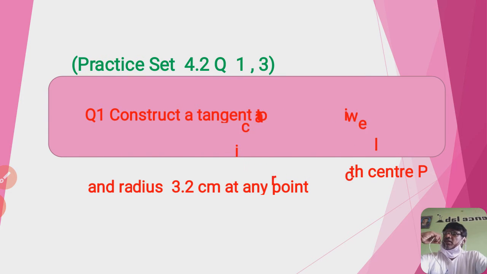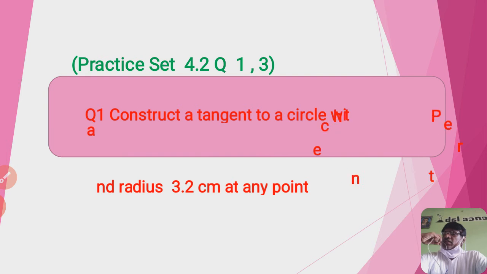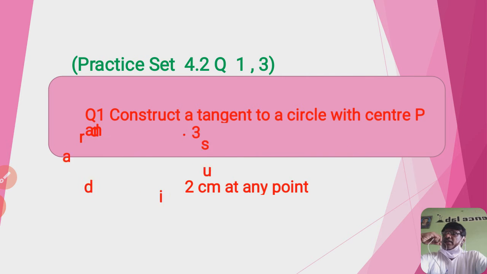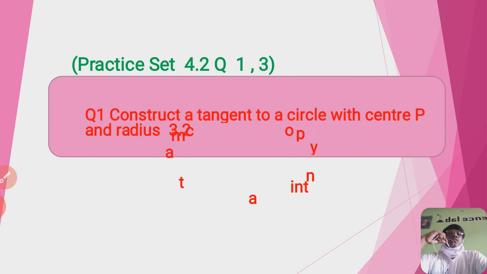Construction of a tangent to a circle at a point on the circle. Practice set 4.2, question number 1 and 3. Question number 1: construct a tangent to a circle with center P and radius 3.2 cm at any point.